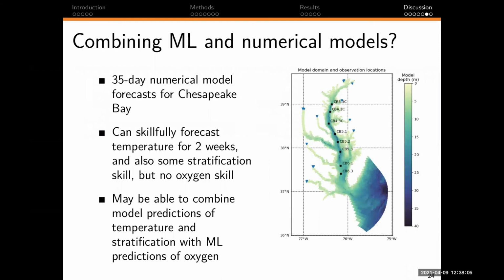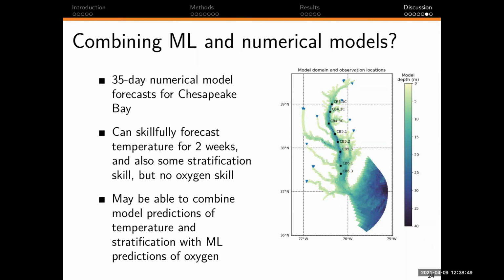That last point points to one of the ideas that I've had for future research, which would be combining a machine learning and a numerical model. I have a second paper that I published a couple months ago that develops 35-day numerical model forecasts for Chesapeake Bay, driven by 35-day weather forecasts. This is the numerical model domain on the right here. With this numerical model driven by these weather forecasts, I found that we could skillfully forecast the water temperature in the bay for at least the next 2 weeks in advance. And we were also able to forecast some of the stratification in the bay. However, this particular model didn't have any skill at predicting the oxygen. It used a model very similar to that simple respiration model.